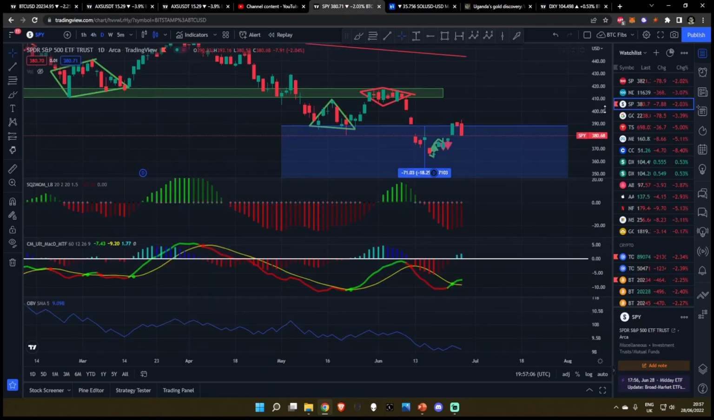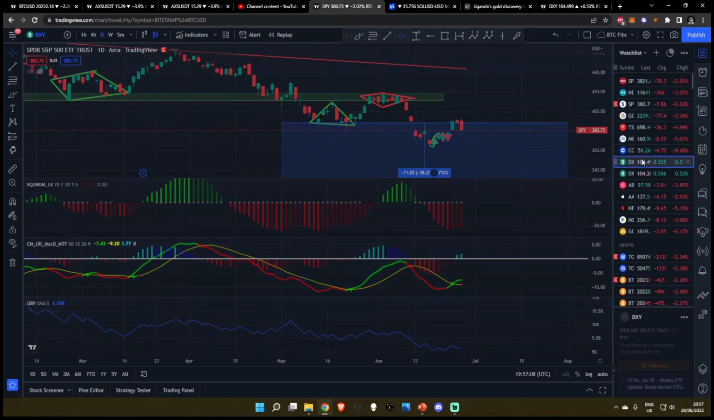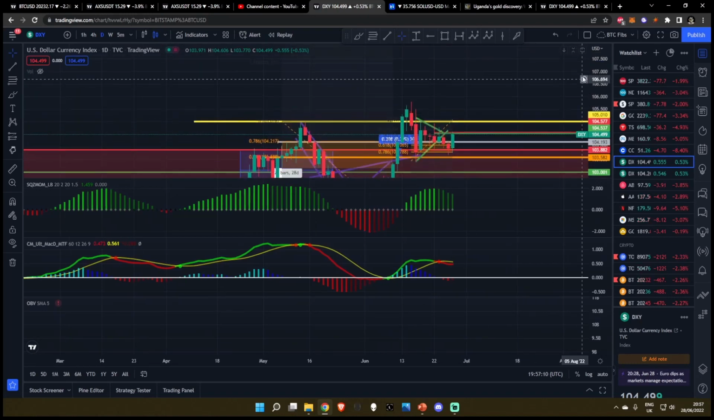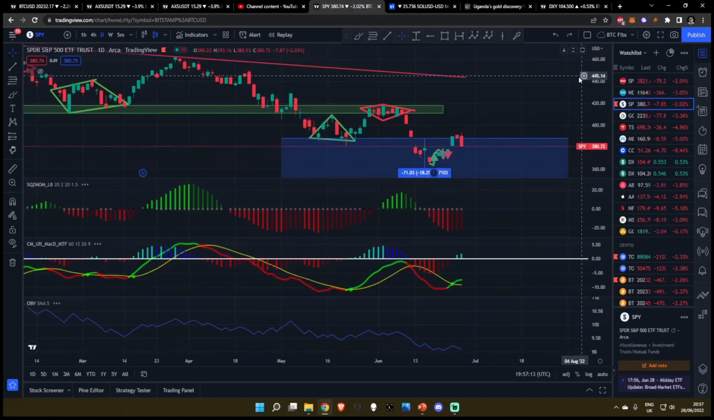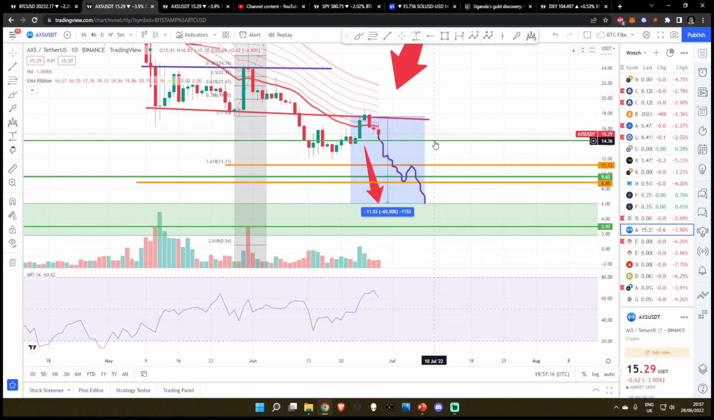Let's look at the SPY. The stock market is heading down, which is bearish for Bitcoin. The dollar is heading up, which is bearish for Bitcoin. So it seems pretty obvious. Looking at Axie USD, it does look bearish to me.